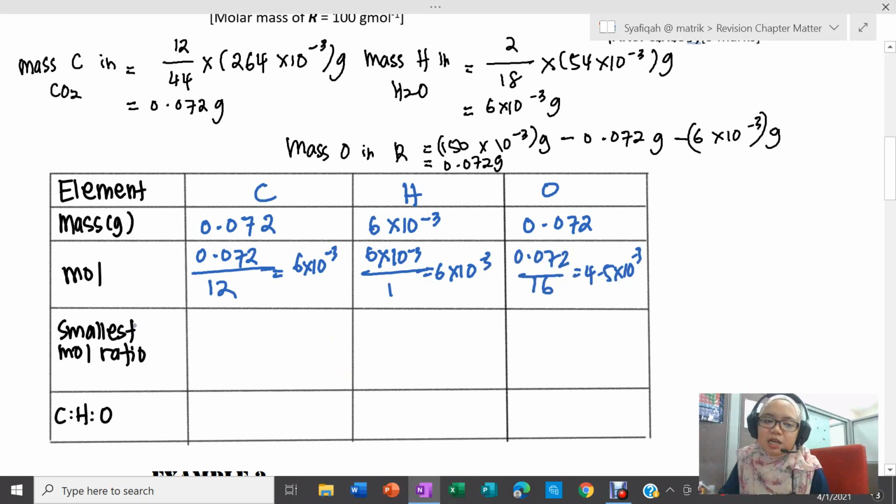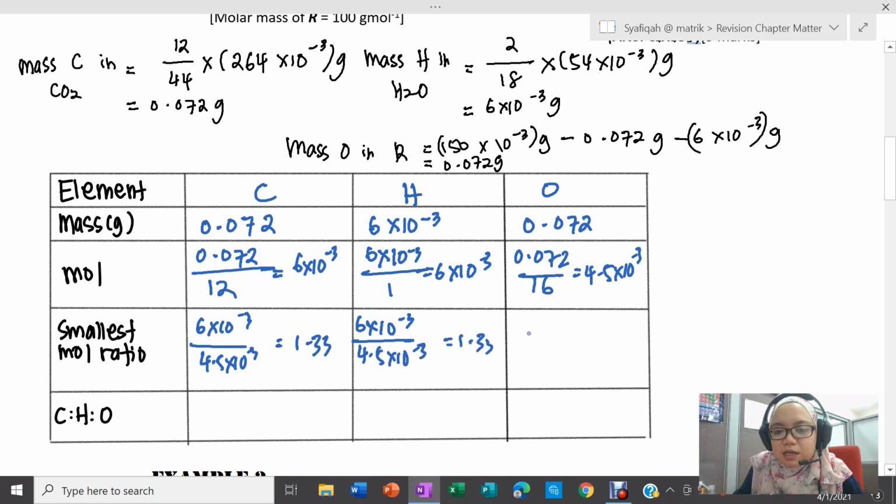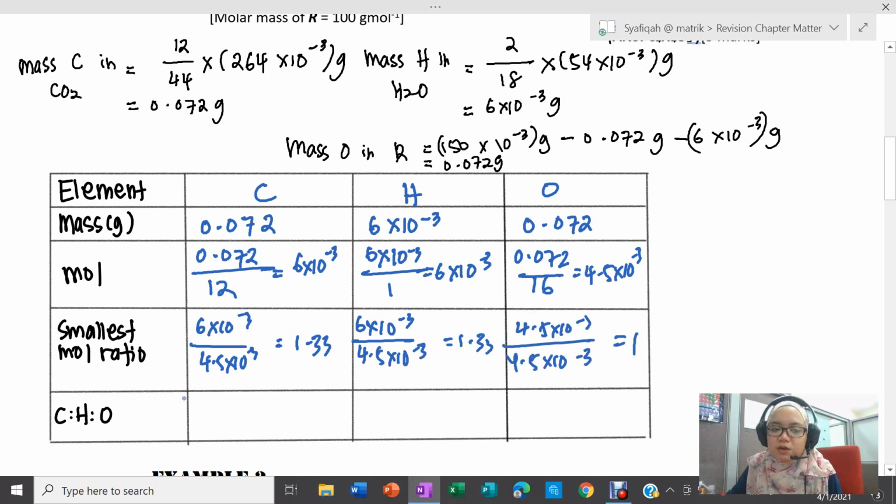Okay, so sekarang ni nak cari smallest ratio, you kena dividekan diorang ni dengan yang paling kecil. So, yang paling kecil kat sini 4.5. So kat sini kita dapat 6 times 10 negative 3 divide by 4.5 times 10 negative 3. You will get 1.33. So ni pun sama, ini pun sama. Okay, sama juga. Okay, sekarang ni you nak dapat dalam bentuk C, H, O lah kan.